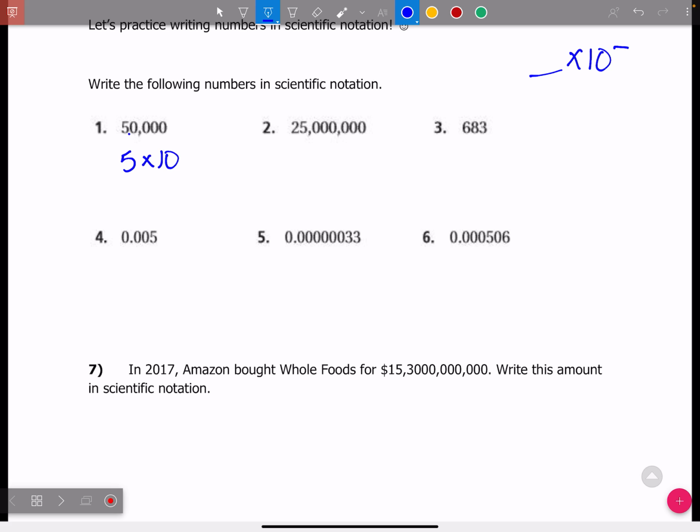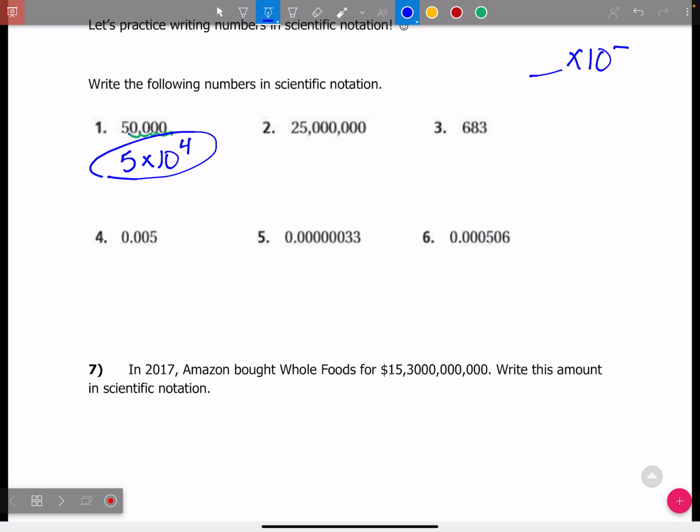So we're going to be moving our decimal. In this case, we find how many places we move to the end: 1, 2, 3, 4 places to the right. Now again, the direction doesn't always match the sign of the exponent, but 50,000 is a large number. It's bigger than 10, so we know that our exponent needs to be positive. We moved our decimal 4 places, so 5 times 10 to the 4th would be that number written in scientific notation.